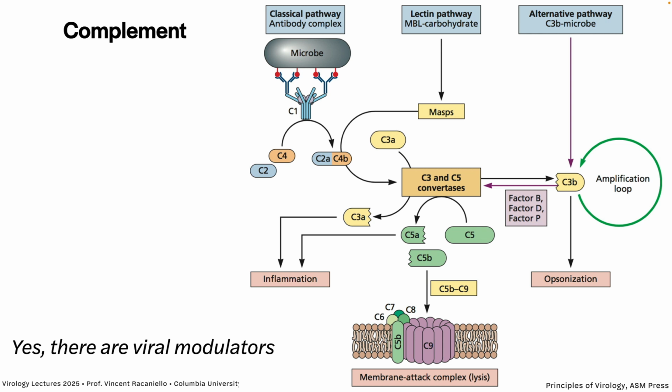Then we have other things that are sensed, like carbohydrates, and these can lead to production of pores in membranes that will lyse the membrane of whether it's a virus or a bacterium. So a very effective system that can act alongside the innate immune system. Well, it's part of it. And yes, there are viral modulators of complement as well.